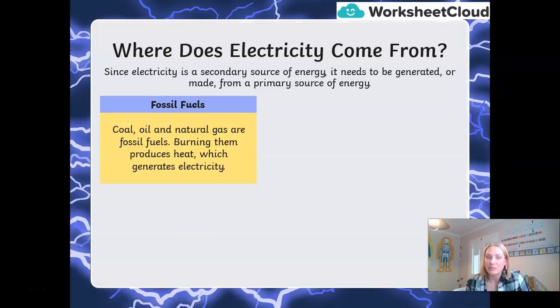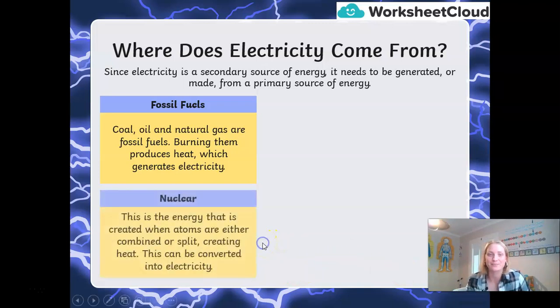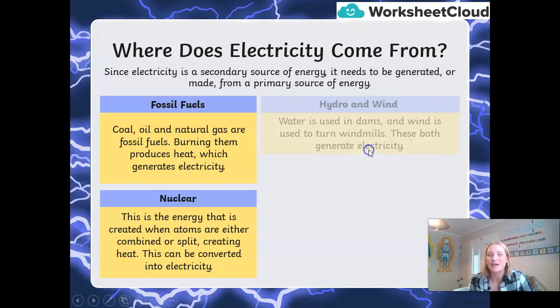We burn them to produce heat, often to boil water, and the steam that comes off the water spins a turbine to produce electricity. I will show you a diagram of this a little later in our lesson. Nuclear energy can also be used. Nuclear energy is created with atoms when we split or combine them, and that creates heat, which can be used to heat water to turn a turbine and so on and so forth.